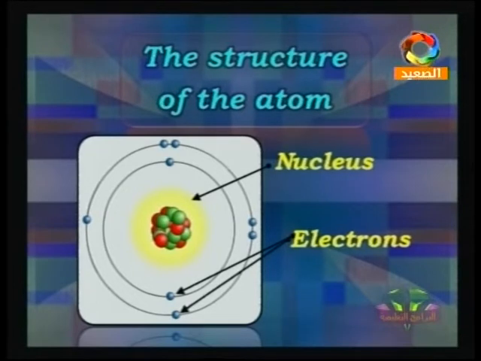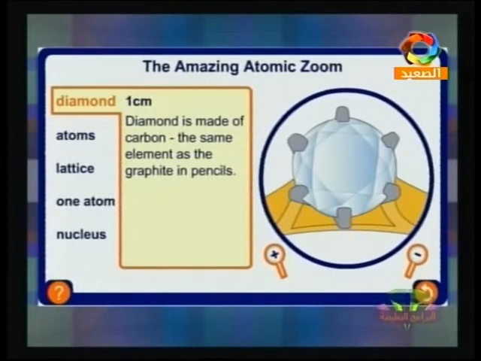Again, last time: the nucleus is found in the center of any type of atom, of any type of material. The nucleus contains two types of particles. Number one, positive protons. Second, neutral neutrons. Electrons have a negative charge. Why? Because they rotate around the nucleus very fast, without being attracted to the nucleus.